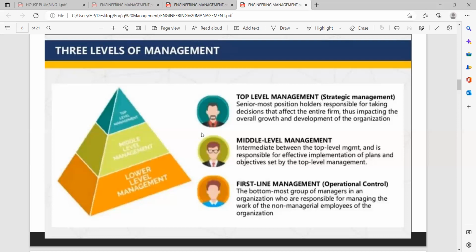Okay, next is first line management. It is the operational control. Example nito, it is a management doon sa construction site. So ang head dito is yung si project engineer or yung sa site engineer. So ang ginakontrol niya dito or yung kanyang sakop is yung mga manpower.